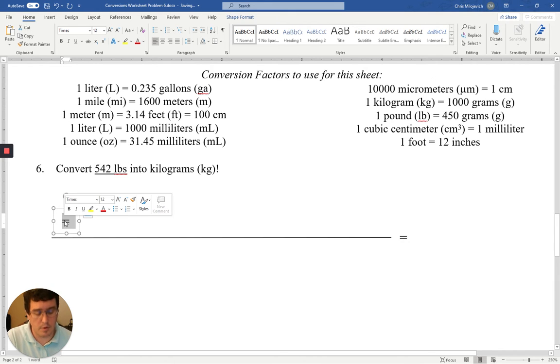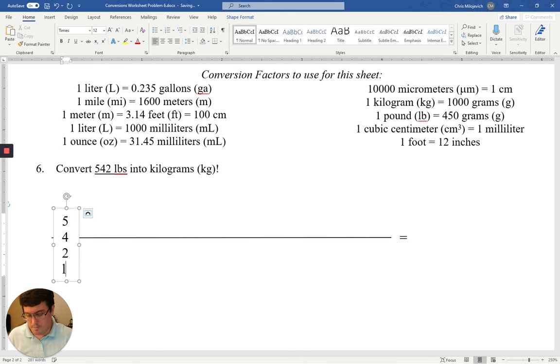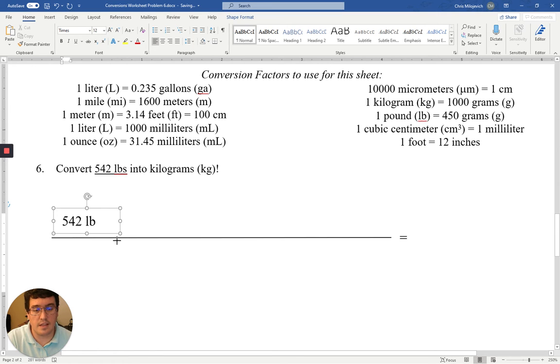So we are going to put that number right here, 542 pounds. And we are going to put it horizontally. Thank you very much, Word. It always thinks it knows best.